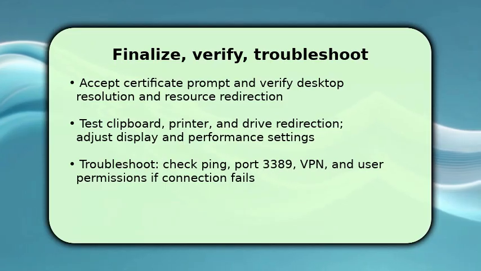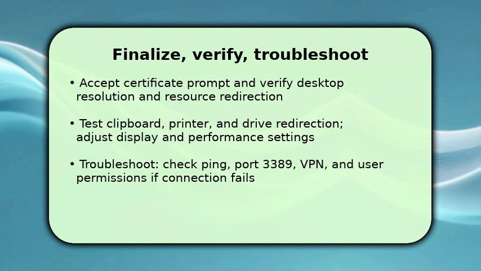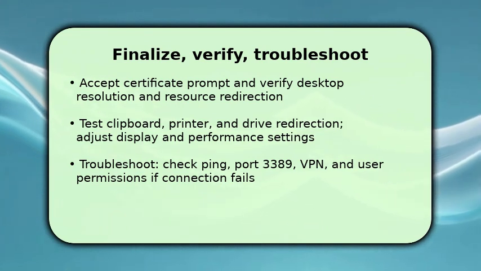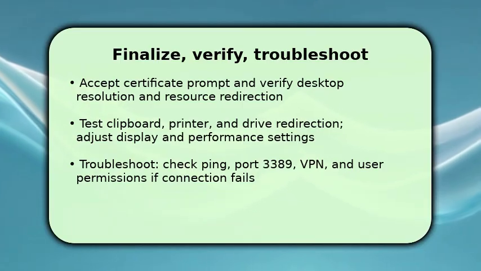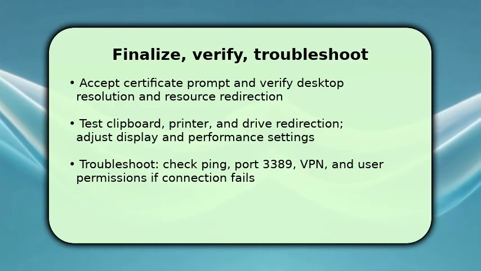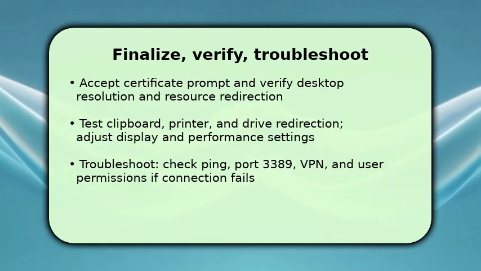If the connection fails, check basic network reachability with ping. Confirm port 3389 is open and forwarded. Ensure VPN is connected if required, and verify the user has remote desktop permission. This single check resolves many failures.